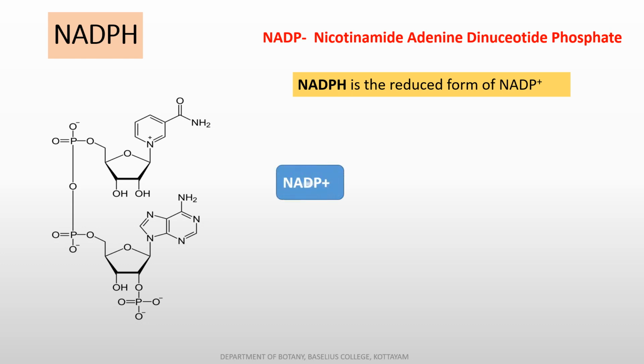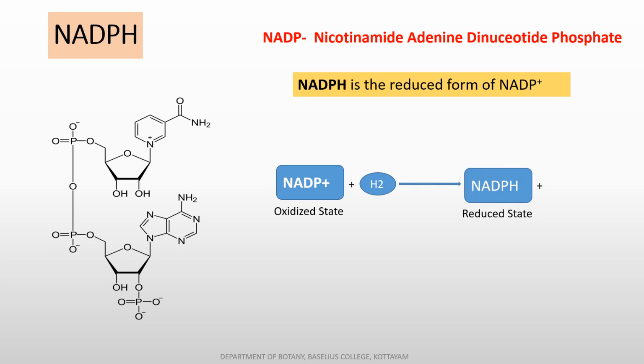Now NADP plus is the oxidized state. When it receives a hydrogen molecule H2, it will become reduced to form NADPH plus H plus, not NADPH2. That is another important point to remember. This is very important. NADPH2 is a wrong representation. Always you have to write NADPH plus H plus. So let's see why it is so.